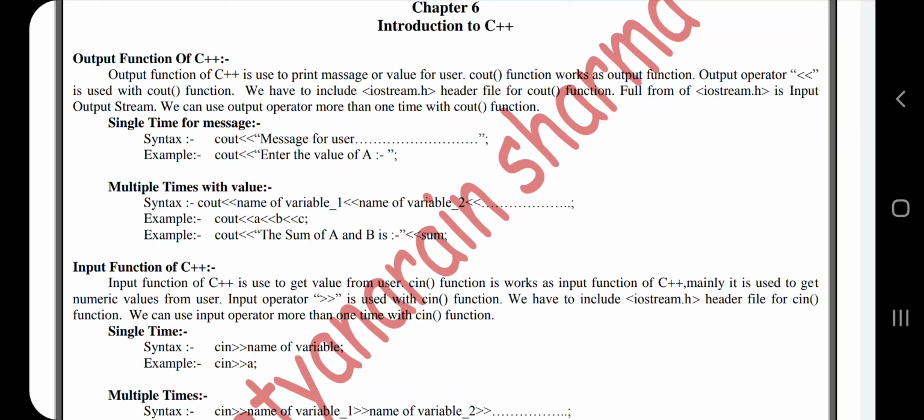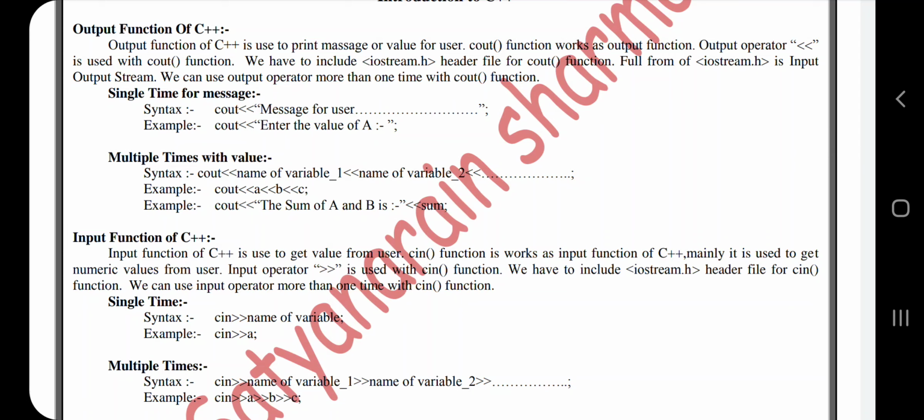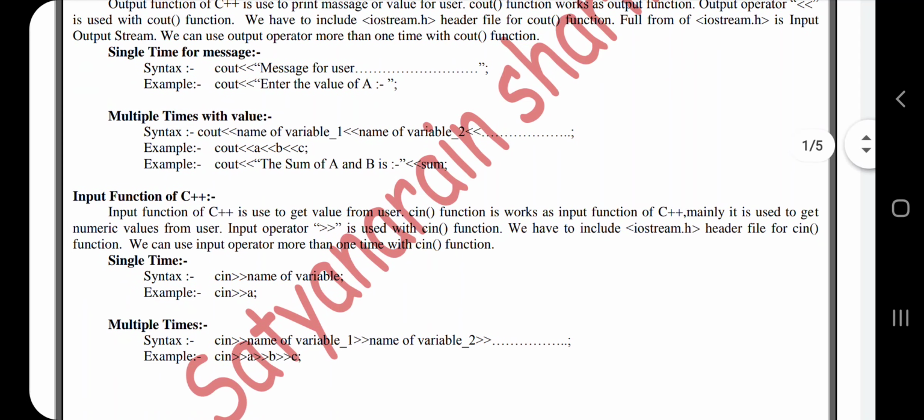We can use output operator more than one time with cout function. Single time for message, multi times with value are given below with syntax and examples.